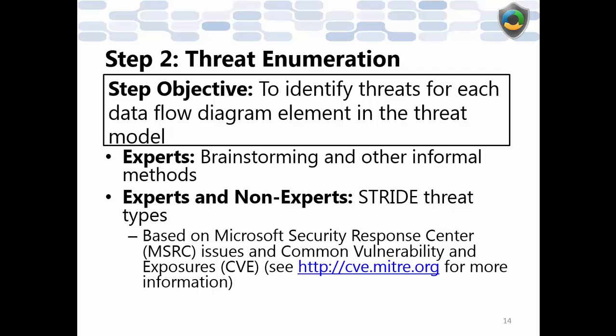So, we looked at step 1, which was diagramming, on to step 2, which is threat enumeration. Here again, you want to identify threats for each data flow diagram element in the threat model. Now, security experts can complete this step through brainstorming sessions and employing other informal methods. But the problem with brainstorming is, first of all, it's hard to do. It really and truly is.